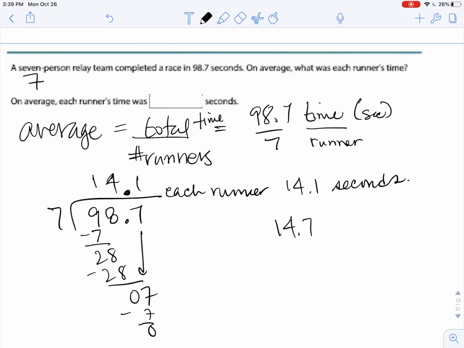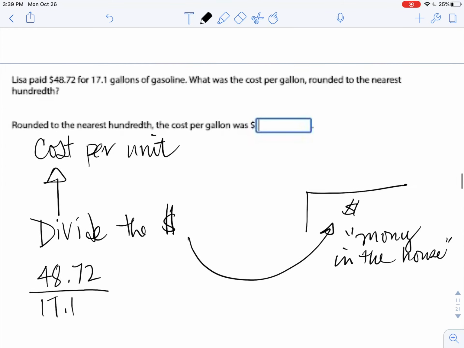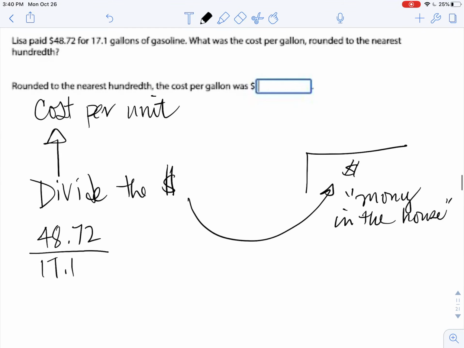What is 14.1 times 7? That's 1 decimal, remember? 7 times 1 is 7, 7 times 4 is 28, carry the 2, 9. Bring the 1 back, 98.7, that checks out. So each person ran on average 14.1 seconds. Make sure your answer makes sense, right? That's what you want to do.